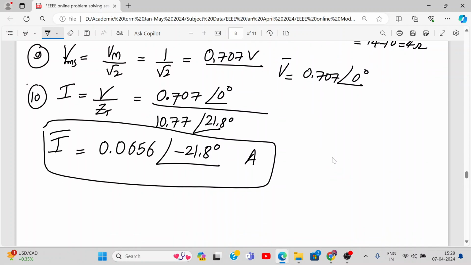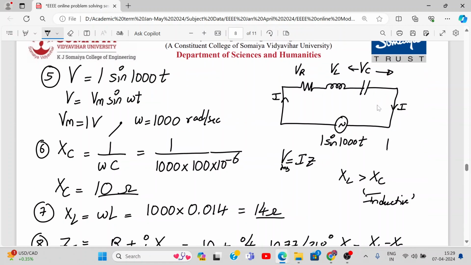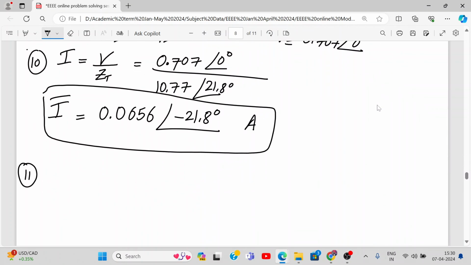Now tell me, let's also find the maximum voltage VC. VC will be what? VC will be I into XC. Yes or no? VL is I into XL. It was written, right? VR is I into R. So VC will be I into XC. What is the magnitude of I?